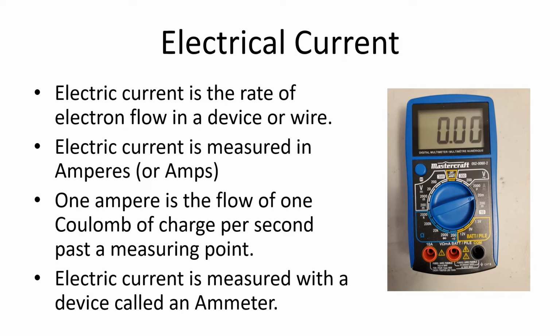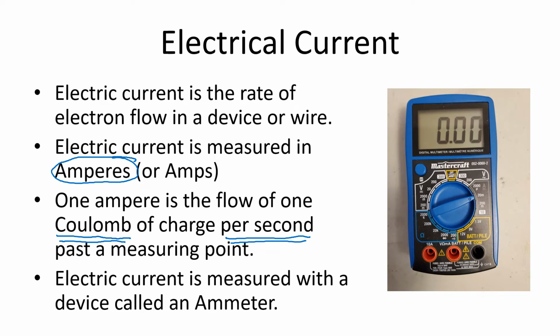So to measure electrical current, we need a device called an ammeter. So an ammeter can be hooked up into your circuit in order to determine the flow, how many coulombs, how many electrons are going by a given point every second. And so the fancy word for a coulomb passing per second is an ampere, right? An ampere is 1 coulomb per second.